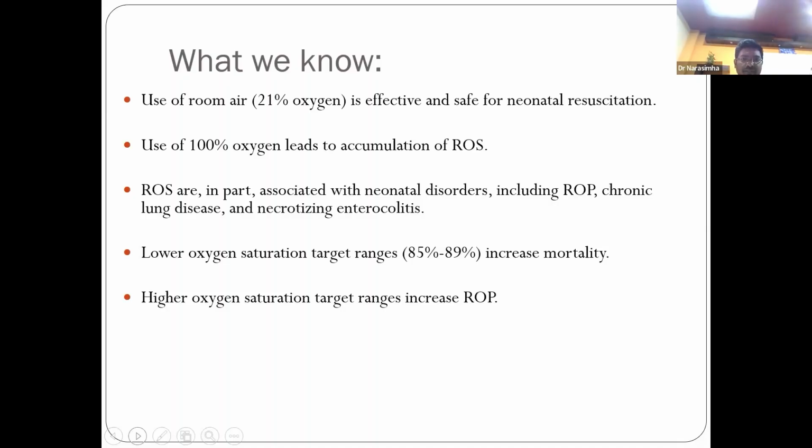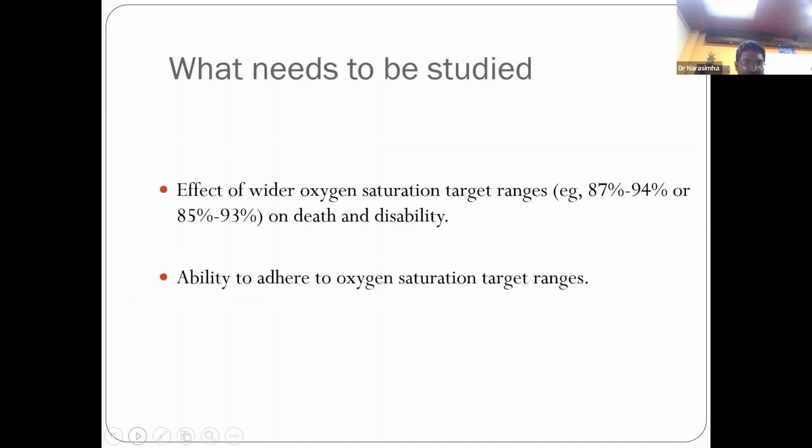The next slide, please. Then what needs to be studied? The effect of a wider oxygen saturation target, like 87 to 94 or 85 to 93, on death. This is where we want to study more, and the ability to adhere to oxygen saturation target groups also needs more study. Then the last point, and I'm going to conclude with this.